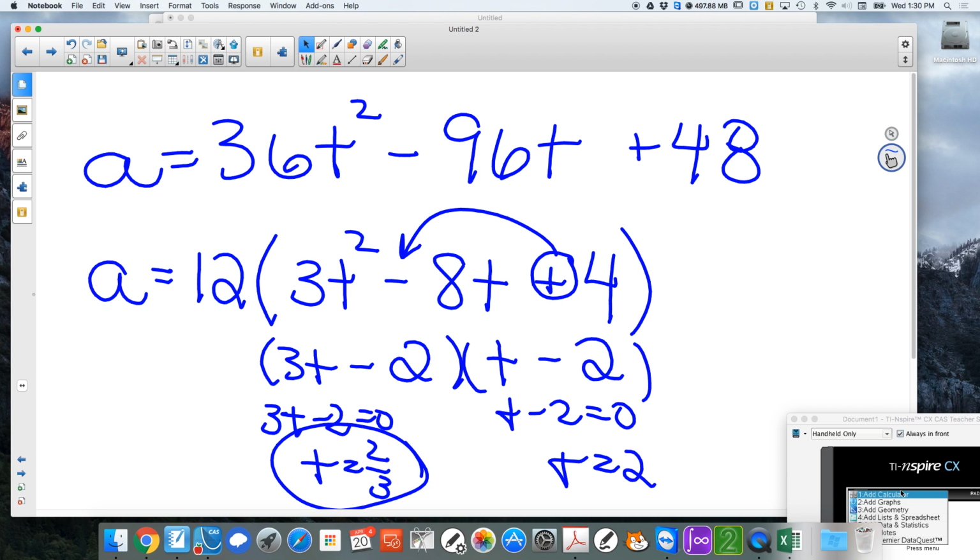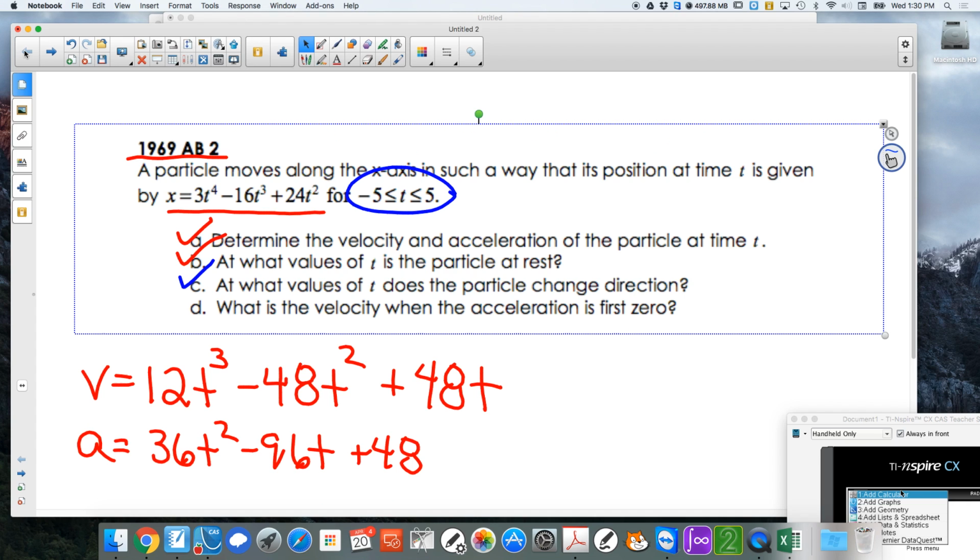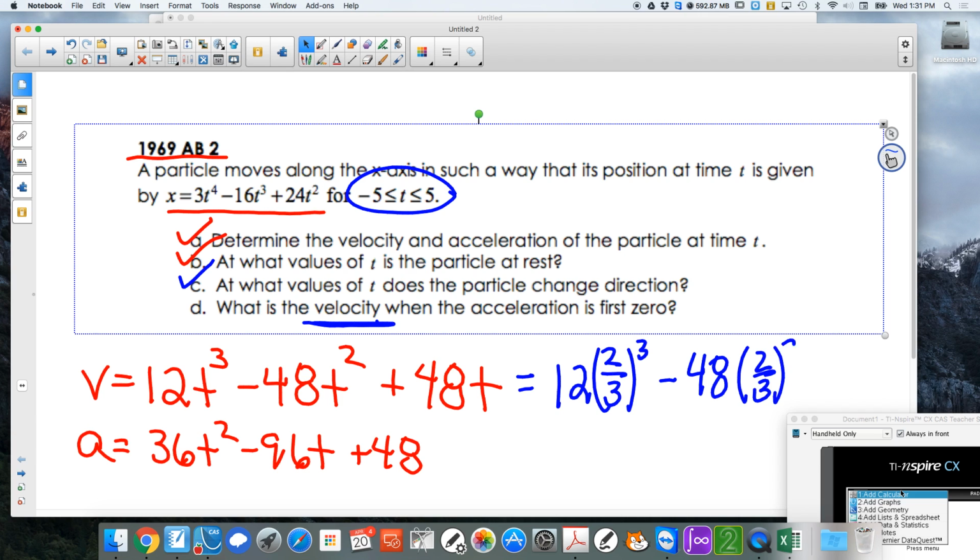Stick it back into the original. Yeah, I'm going to stick it back into the velocity and find what the velocity is. So we'll do that right here. Stick it in, and we get 12 times 2/3 to the third, minus 48 times 2/3 squared, plus 48 times 2/3. We could leave it just like that. The answer would be totally fine.